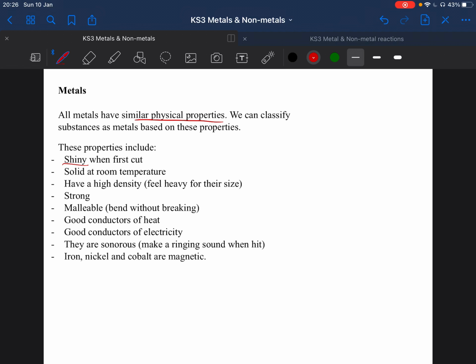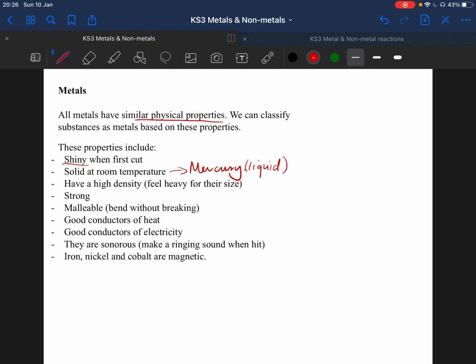Most of them are solid at room temperature. There is an exception. Mercury isn't, and that is why we used to use mercury in thermometers. Mercury is actually a liquid at room temperature, but it's pretty much the only one of the only metals that does that. They have a high density. So what that would mean is if you were to pick up a small amount of them, they would feel quite heavy for the size of the piece of metal that you've got.